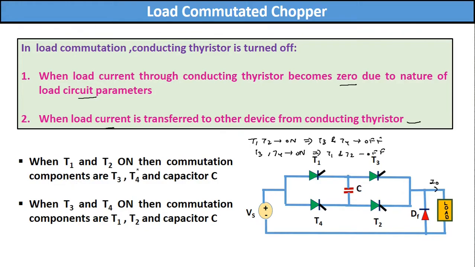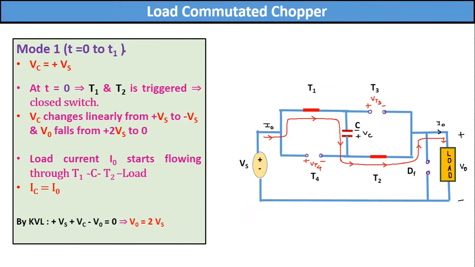Therefore, when T1 and T2 are on, at that time the commutation components for commutating both these on thyristors will be T3, T4 and capacitor C, and when T3 and T4 are on, at that time the commutation components for turning off T3 and T4 will be T1 thyristor, T2 thyristor and capacitor C in the load commutated chopper. Now we will study the working of load commutated chopper.